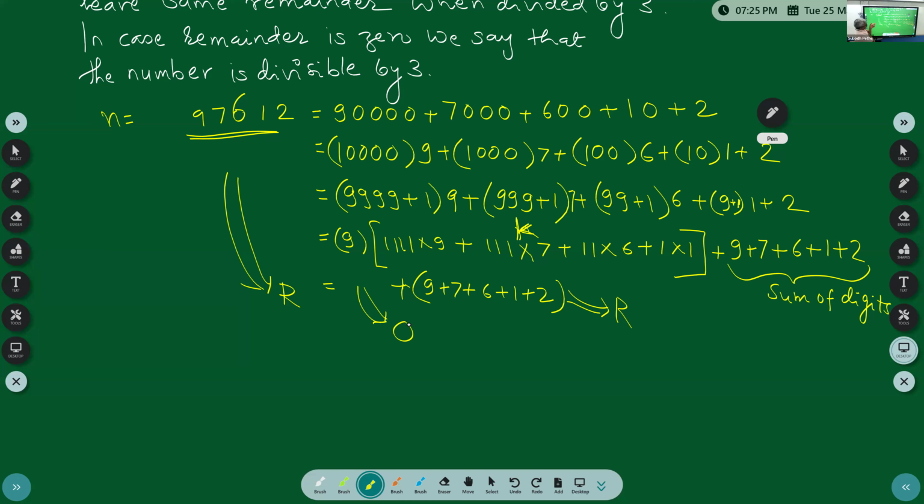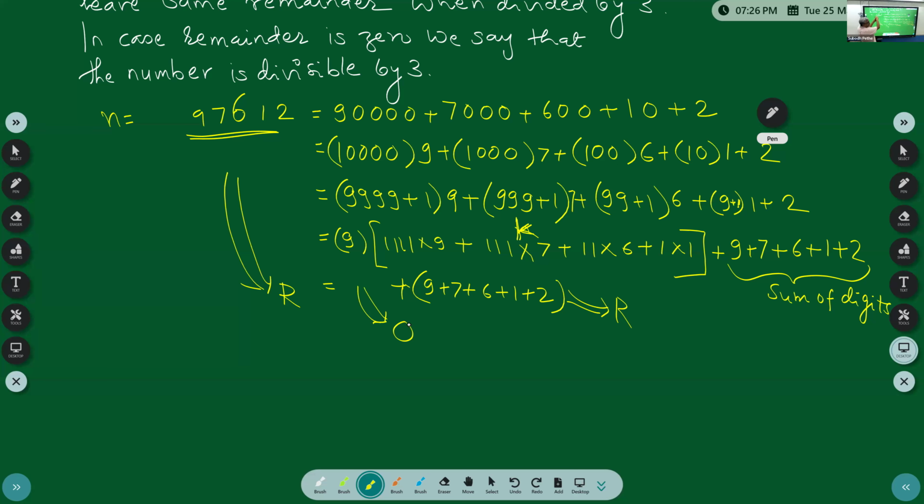Technically this is correct, but it is not a proof. I have explained it for 97,612, and maybe it will work for other numbers, maybe it will not work for other numbers. Therefore, we are expected to write the complete correct proof which will work for all natural numbers. And it is an art of writing that way.